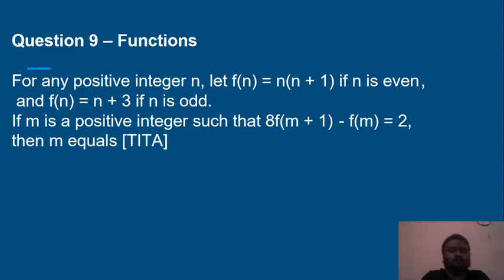Okay guys, so let me solve it for you. For any positive integer n, let f(n) is equal to n into n plus 1 if n is even, and if n is odd, the expression is f(n) is equal to n plus 3. If m is a positive integer such that 8 into f(m plus 1) minus f(m) is equal to 2, then m is equal to.